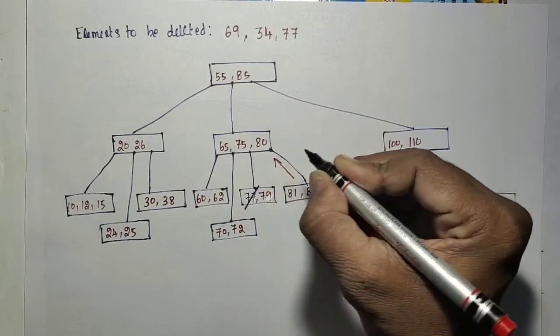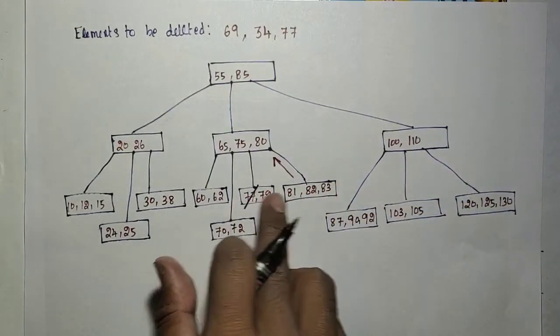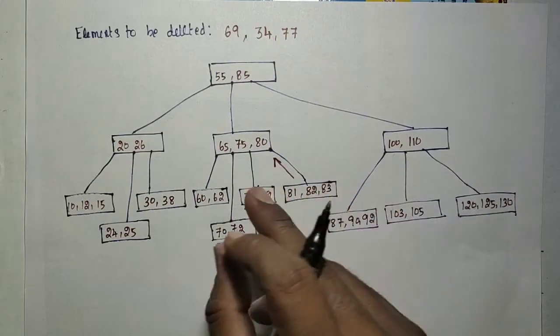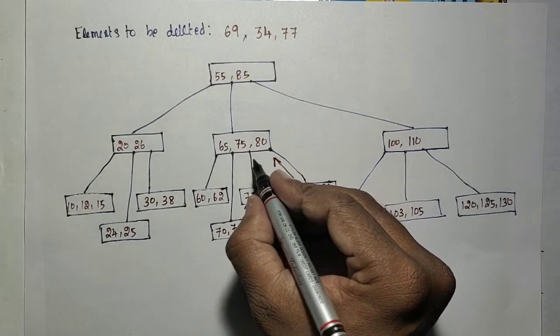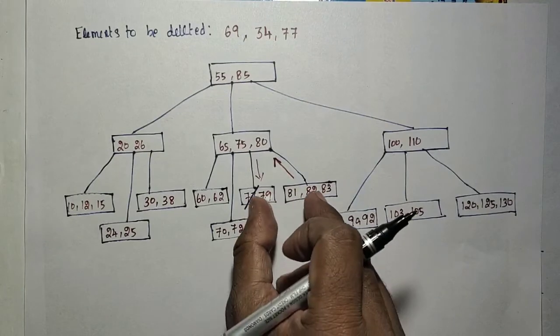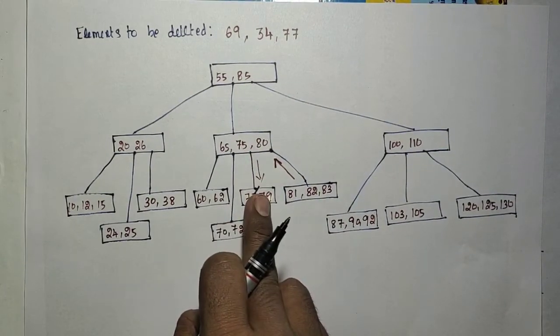We cannot directly move the 81 to here, because it will violate the B tree property. Elements should be in ascending order. So move the 81 to the parent. The parent node will get moved down. The parent between these two siblings is 80, and the 80 will get moved down.